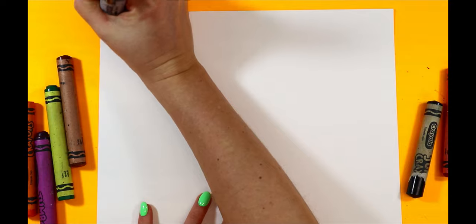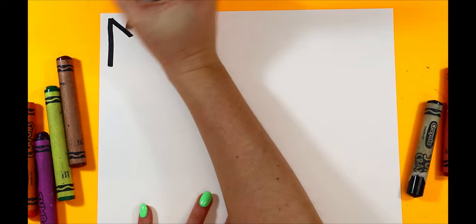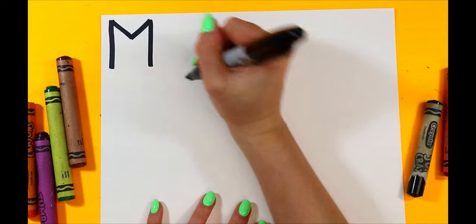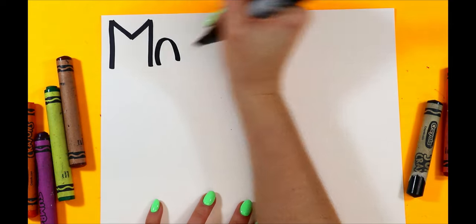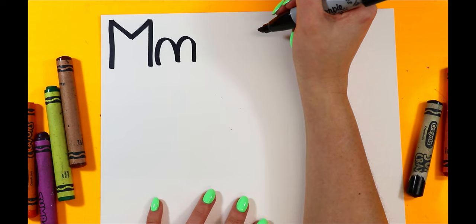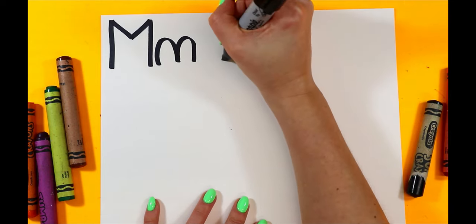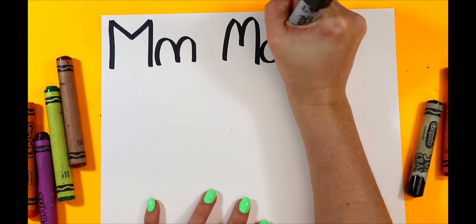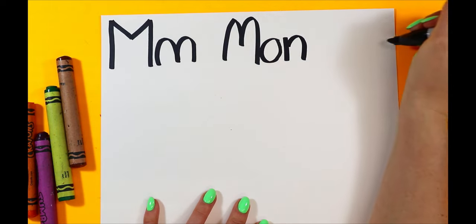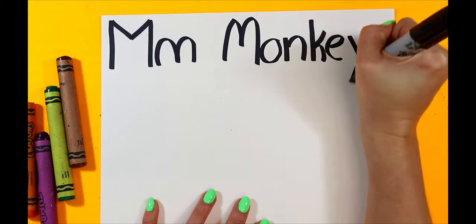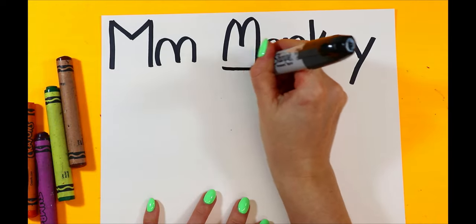All right, let's write the letter M. We're going to draw one line down, across and up, and one other line down to make our uppercase letter M. And then we're going to do our lowercase letter M with one curve and a second to make our lowercase. We're going to draw a monkey, so we're going to write the word monkey. Monkey begins with the letter M.